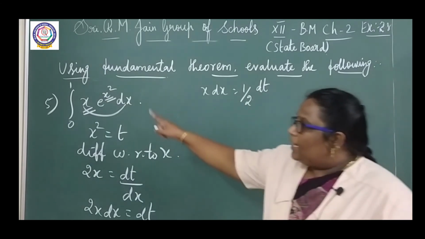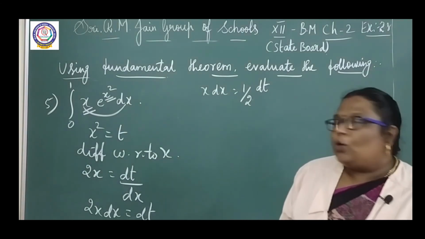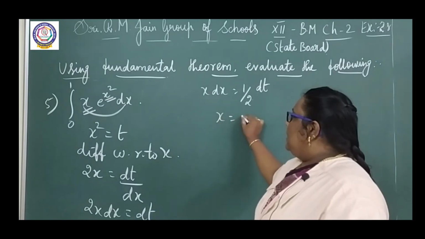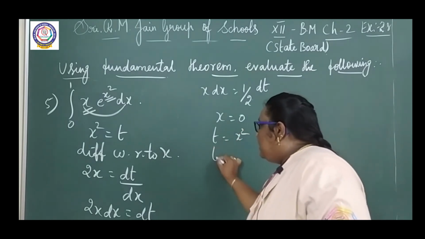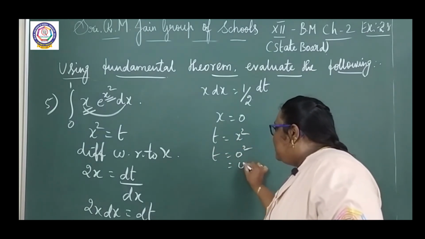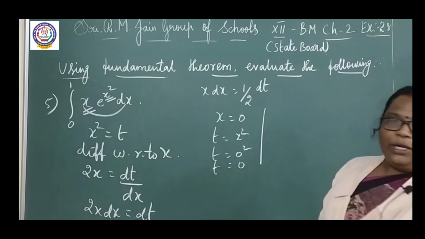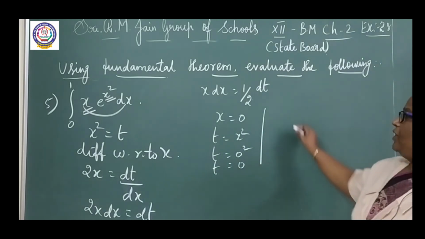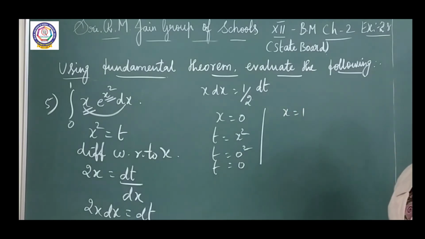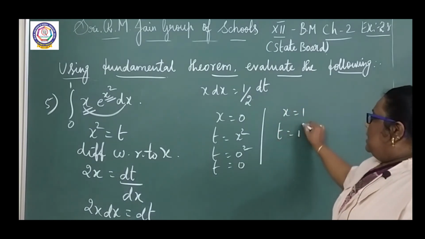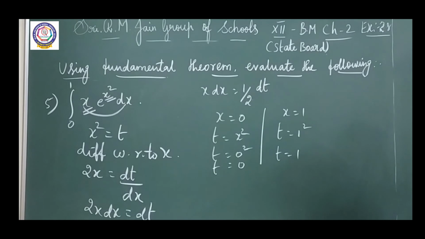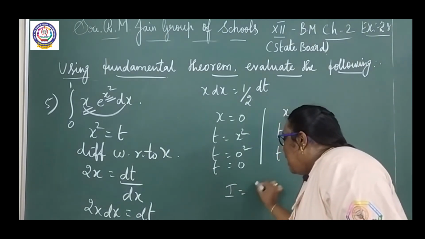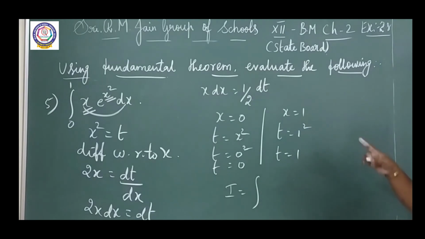The same way, that is the limit for x. You can check the limit for t also. See here, if x equal to 0, t equal to x square, t equal to 0 square, the value is 0. Suppose if x equal to 1, t equal to 1 square. So, t equal to 1. So, I equal to integral. If it is 0, the value is 0 only. If it is 1, the value is 1 only.